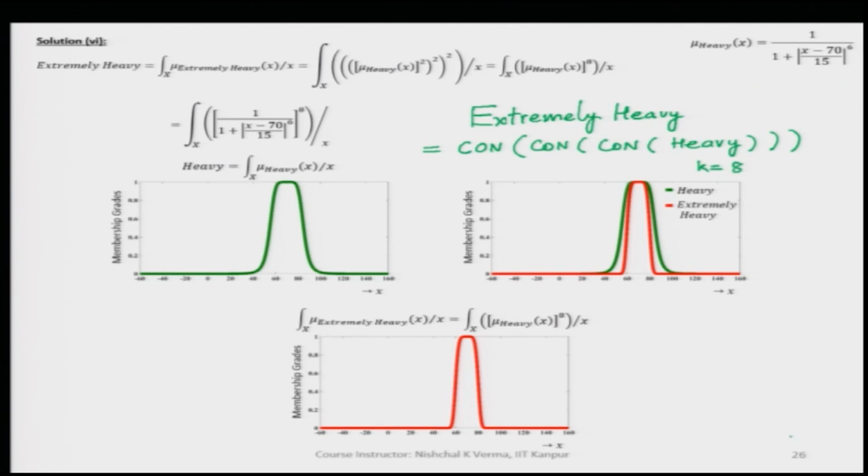So, in this case when we are finding the fuzzy set for extremely heavy, extremely heavy basically is the concentration with K is equal to 8, and when we do that we are going to get this fuzzy set which is represented by a red color, and this is the original, the primary term for heavy. This is how we can find the fuzzy sets for composite linguistic terms.